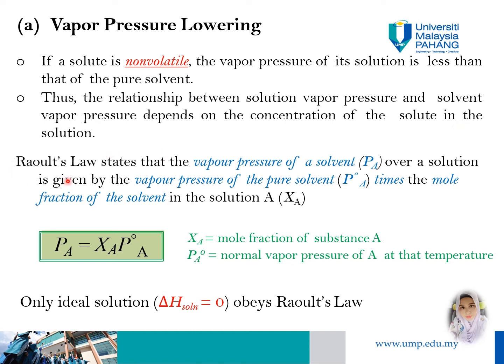According to Raoult's law, the vapor pressure of the solvent, which is PA, is equal to the vapor pressure of the pure solvent times the mole fraction of substance A. And this Raoult's law is only applicable for the ideal solution where delta S solution is equal to 0.